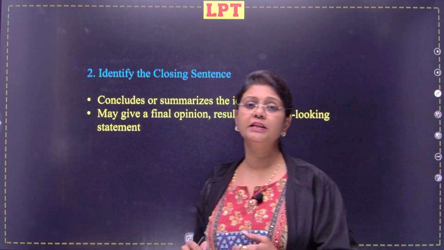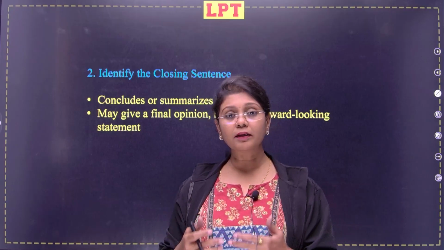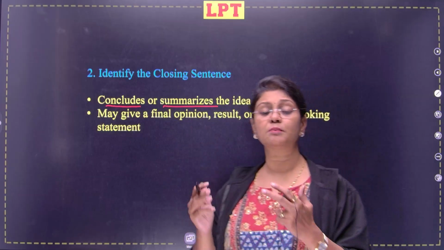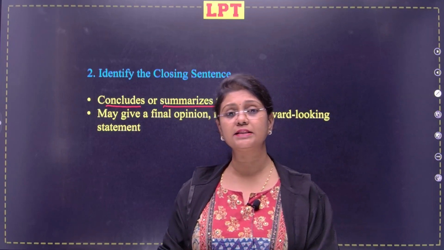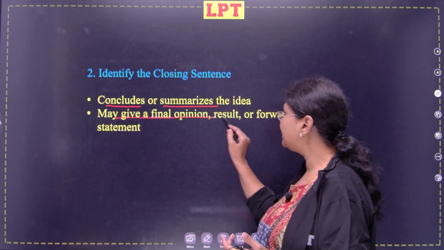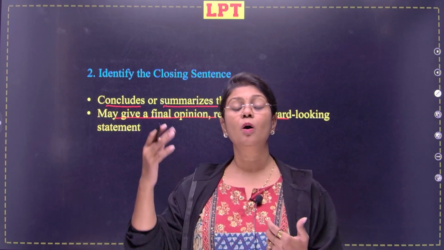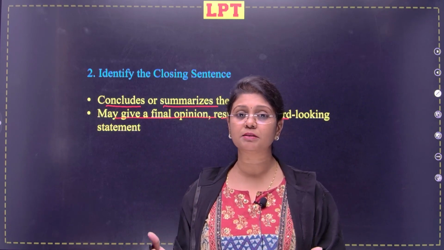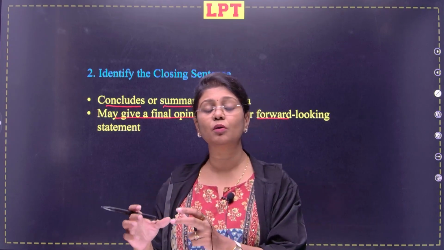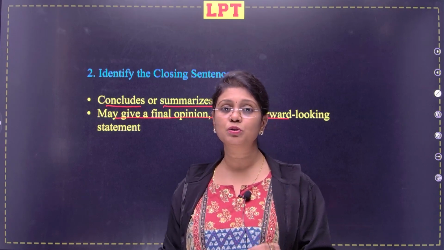Second, identifying the closing sentence. Now this is just the opposite of the previous pointer. The closing sentence is something that concludes or summarizes the idea. Something that concludes an idea, something that summarizes the idea, is most likely to be your closing sentence, and it may give a final opinion, result or forward looking statement. So it might give you a final opinion on a discussion taking place in a parajumble question. It is not always easy to understand the closing sentence, but out of the closing and the opening sentence, it is much easier to identify the opening sentence.